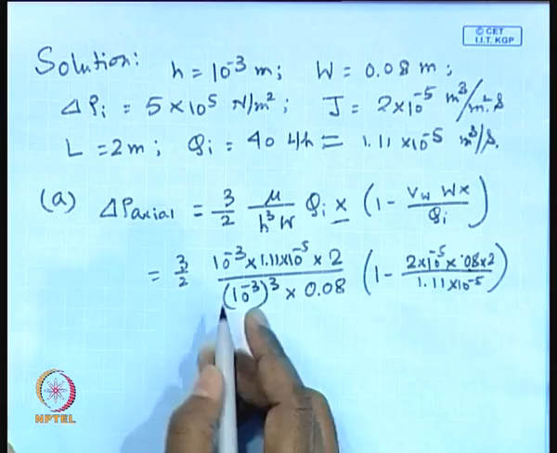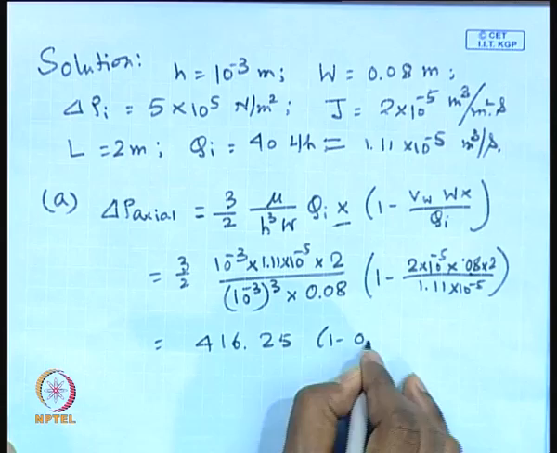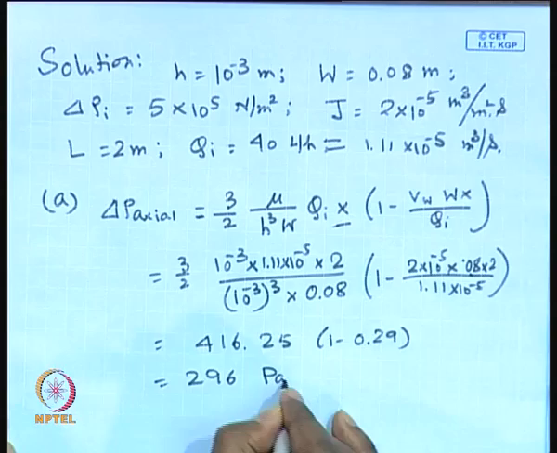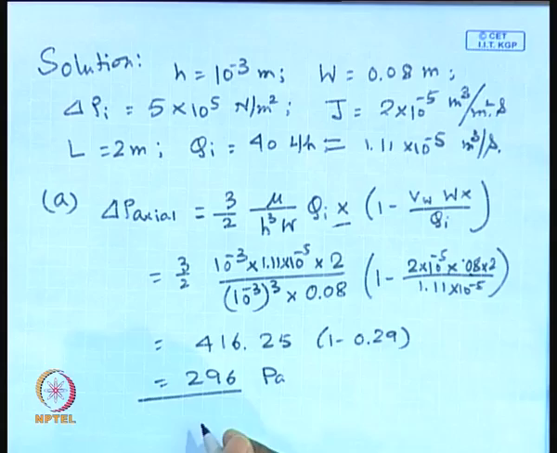So, this turns out to be 416.25 into (1 minus 0.29). So, this is 296 Pascal. So, the axial pressure drop for this particular system is only about 300 Pascal. Okay.